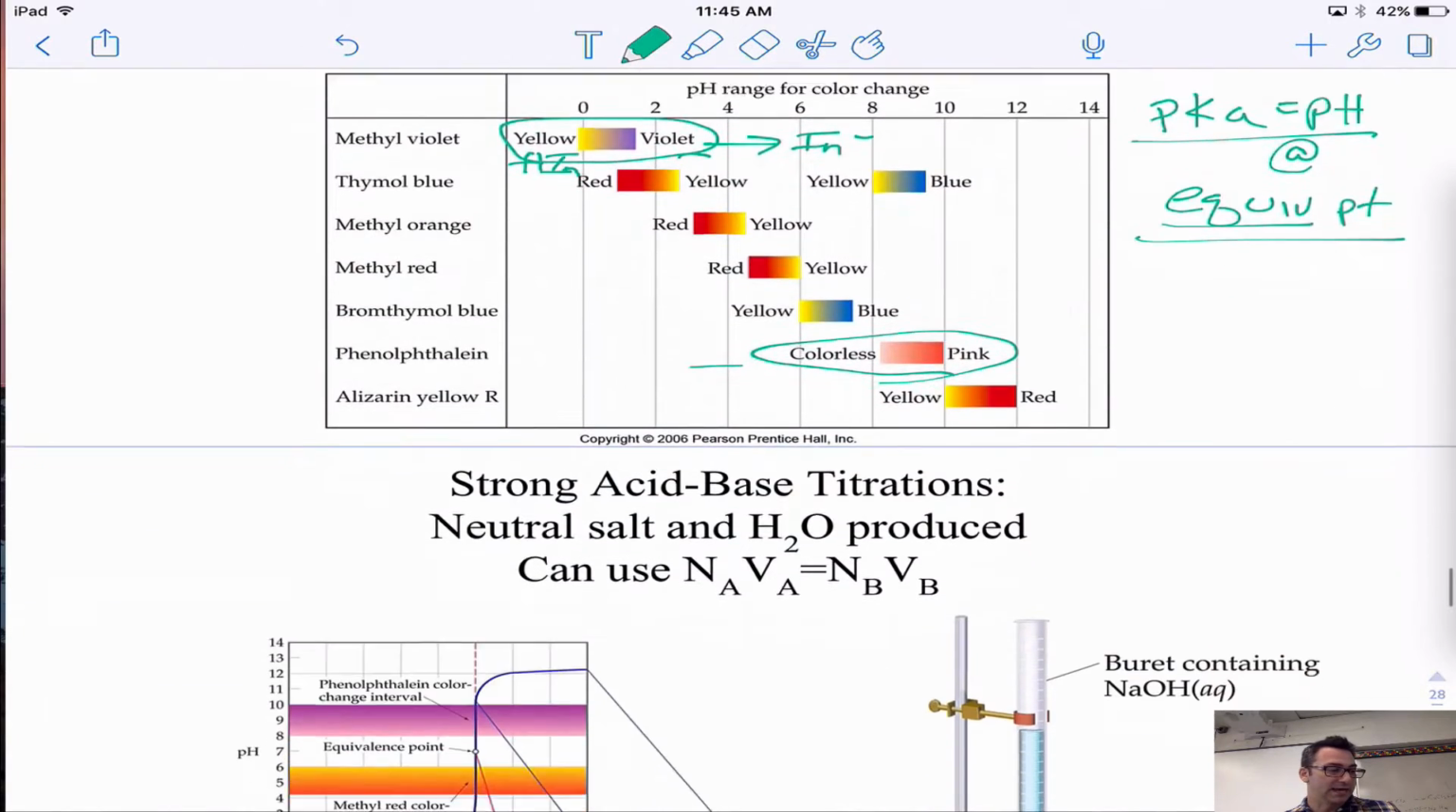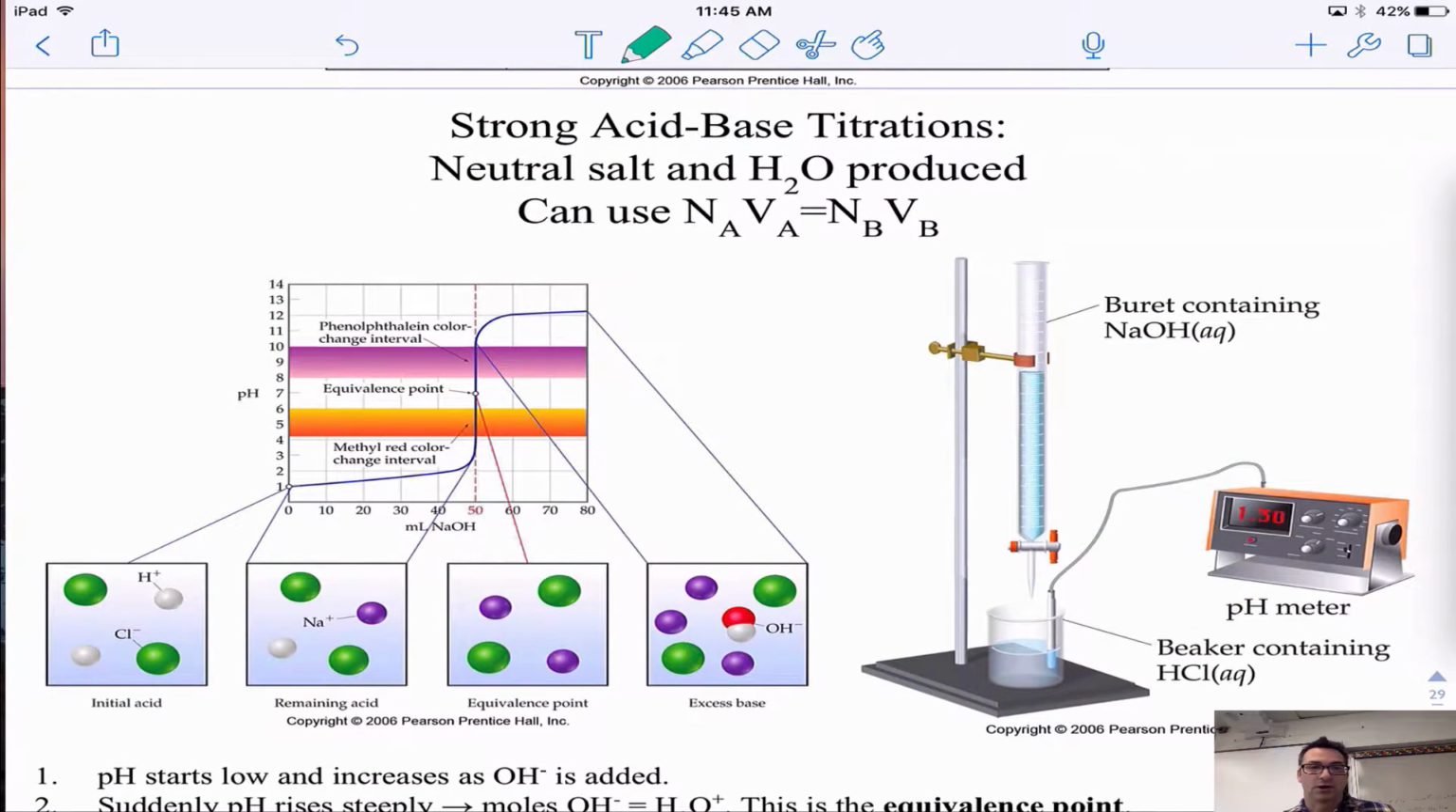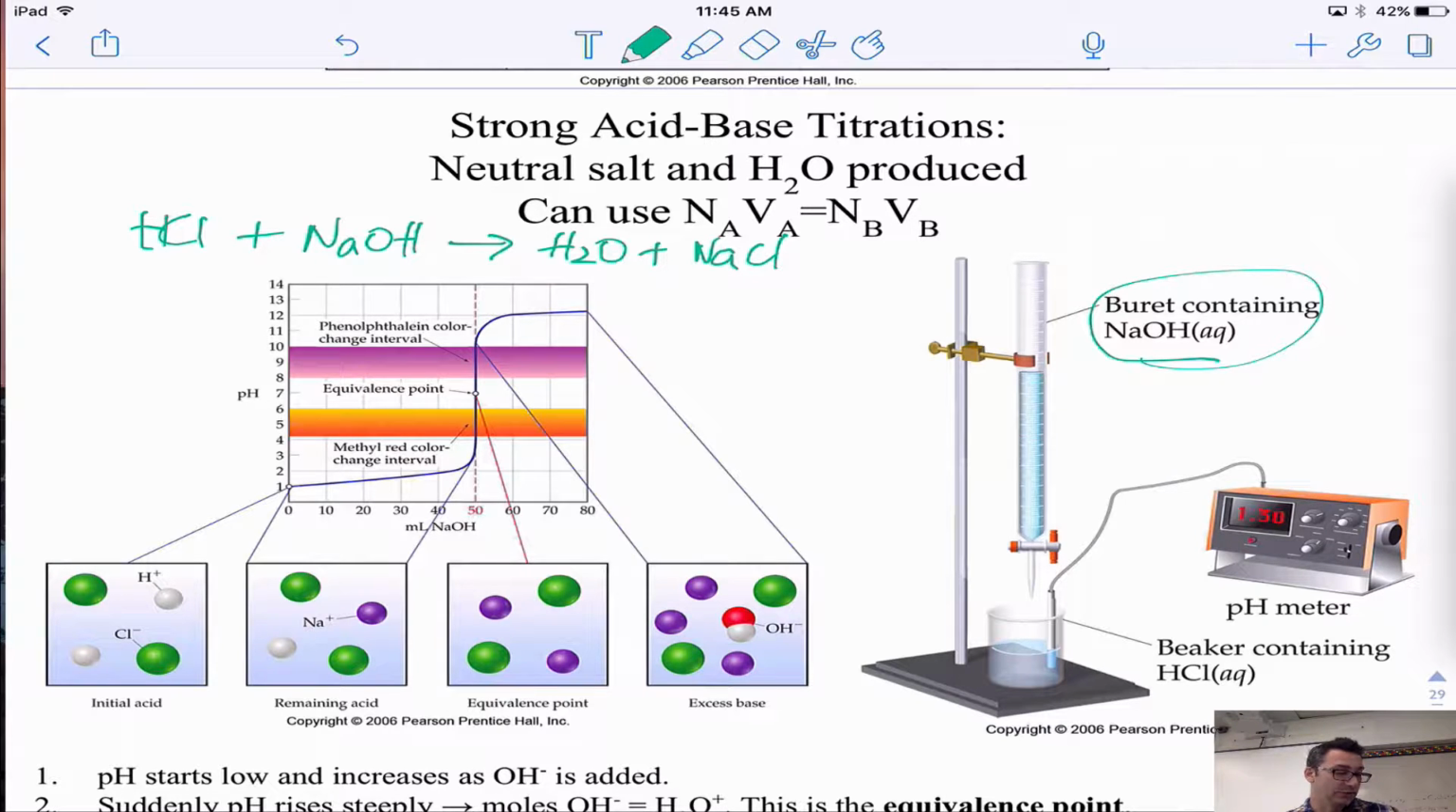Okay, so the first type of titrations that we're going to do are strong acid, strong base titrations. These are the ones that you did last year. So when we titrate a strong acid and a strong base, we have something like HCl and NaOH, and they are combined together and they form H2O and NaCl. This is the typical acid plus base yields salt plus water. You've done a titration before with a burette. In this case, it contains NaOH, and here's our beaker containing HCl and our indicator, phenolphthalein.